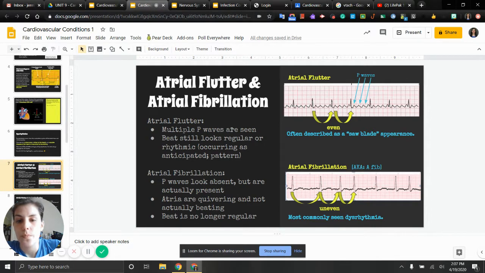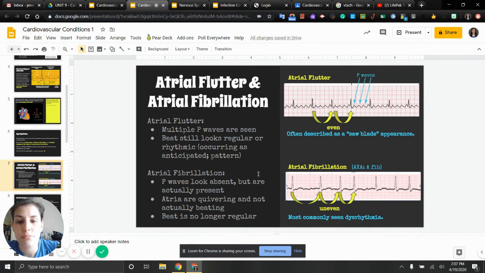Now, something that you can see from this is that the rhythm still looks regular, okay? So you have about 3.5 P waves for every QRS. So the distance between the QRSs are still the same, okay? So nothing's really changed there. But we see more than 1 P wave than we should, okay?